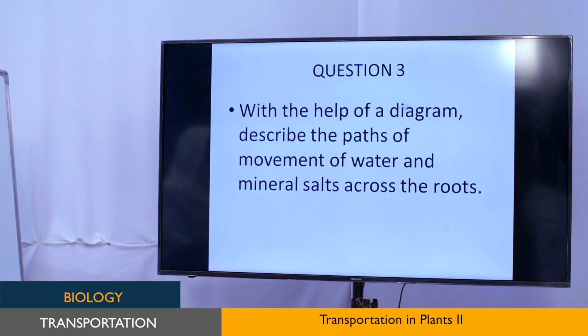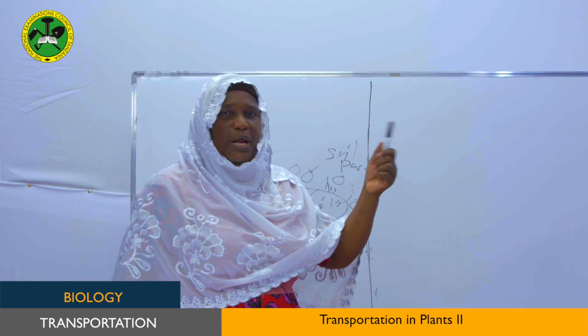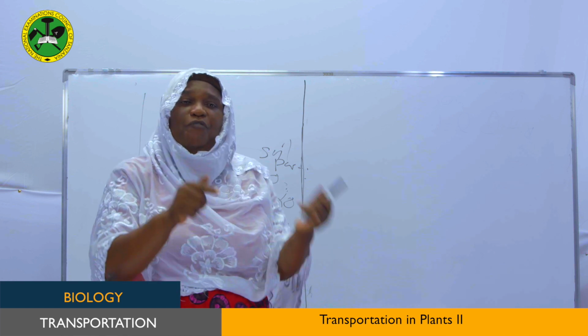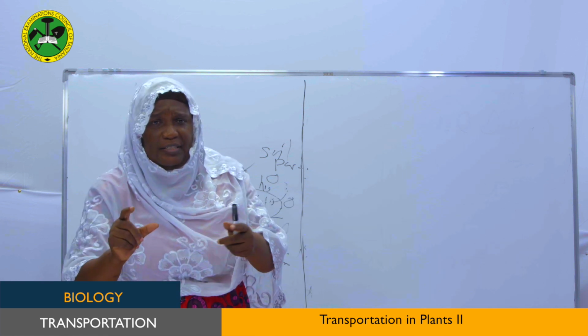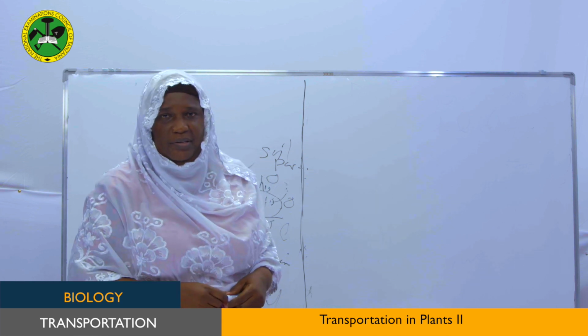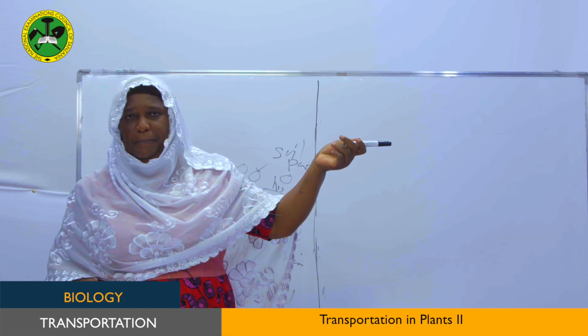Question 3 says that with the help of a diagram, describe the paths of movement of water and mineral salts across the roots. There is no difference between question number 2 and question number 3. Question 3 is only with the help of diagrams. It means you are required to describe the same paths, but a diagram should be used. As your homework, you will do that question.